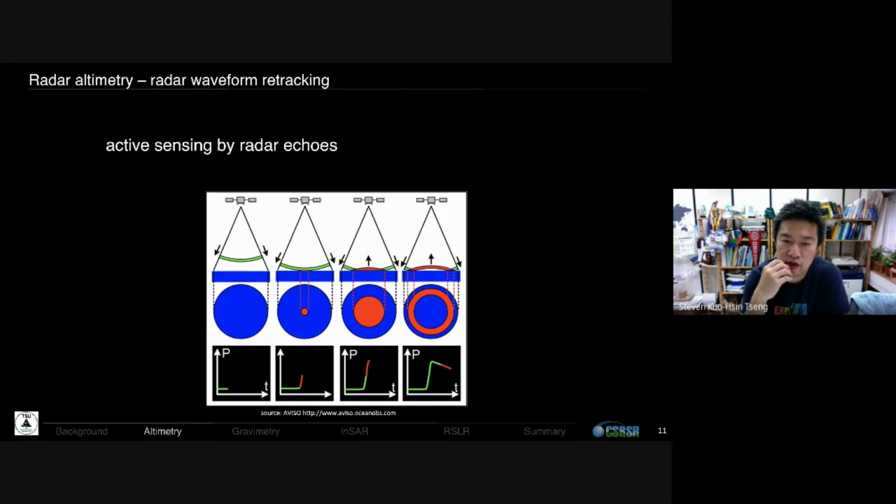So basically we use the strongest power, the most representative time, as the time we say where the surface is, where the mean sea surface is. The shape below is called a waveform, and to track, or to retrack, that is a technique called retracking.